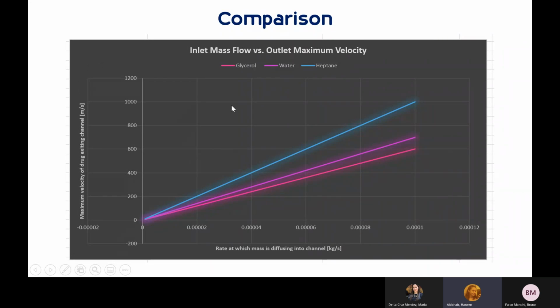This graph is from when we used different materials for the flow. We used glycerol, water, and heptane. And as we see from the graph, heptane has the highest velocity. So for the same mass flow at the inlet, heptane had the maximum velocity, followed by water and then glycerol.